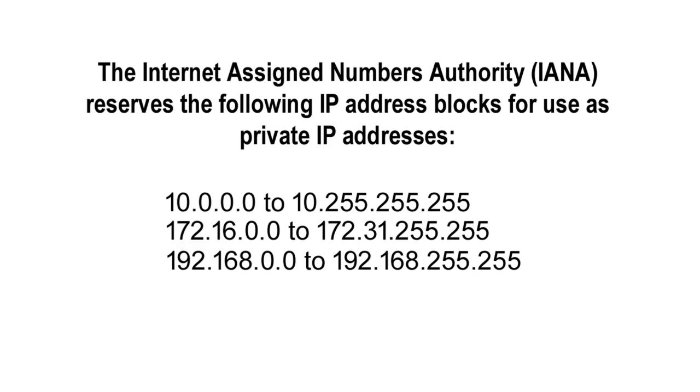The Internet Assigned Numbers Authority, the IANA, reserves the following IP address blocks for use as private IP addresses, and you're going to understand that in just a few seconds. The 10.0.0.0 all the way to 10.255.255.255, 172.16 all the way to 172.31.255, 192.168 all the way to 192.168.255.255. Those are the three ranges of private IP addresses that can be used.